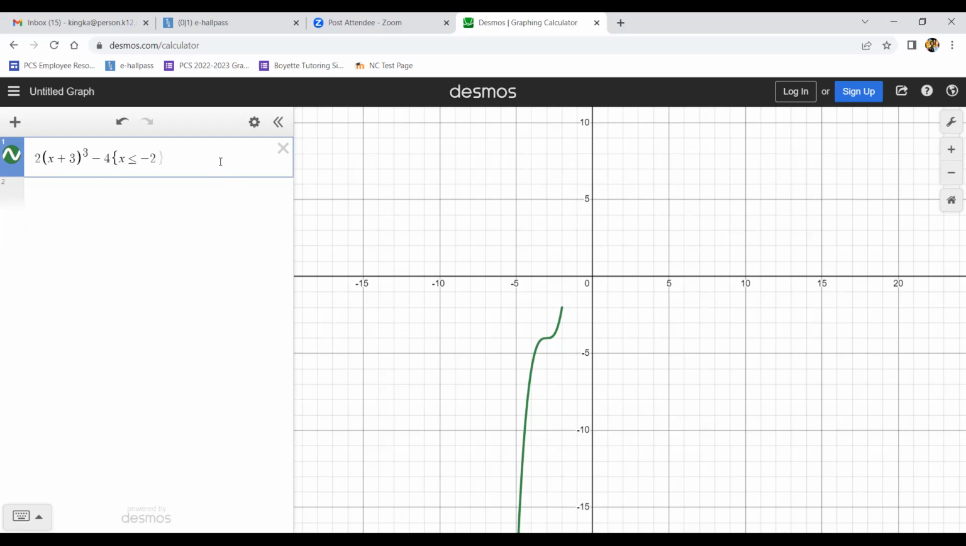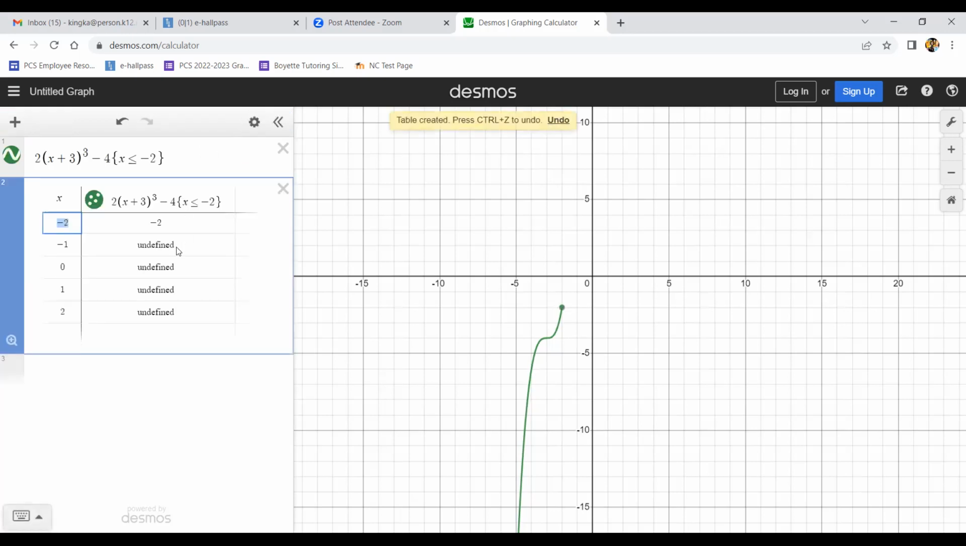All right. So once you have it, go ahead and click the gear and then click the table. And then here you're going to see it's undefined because the graph stops at this point right here. -2, -2, it stops. Because if we were to draw this, we would have drawn a circle around -2, and then the arrow points to the left, so we would have kept the left side. The right side we wouldn't have kept.